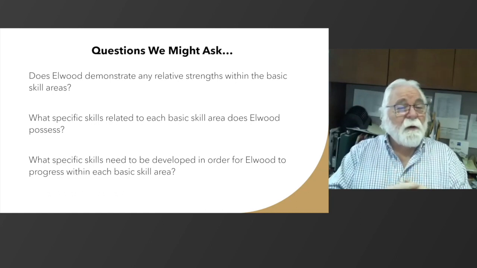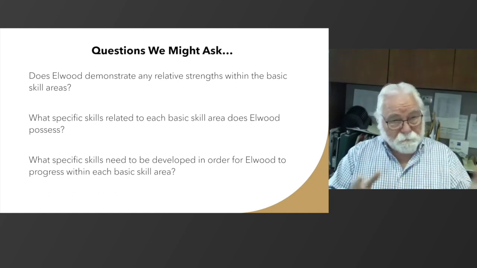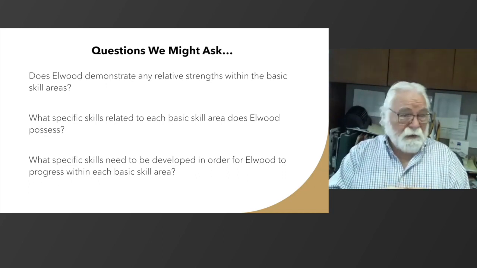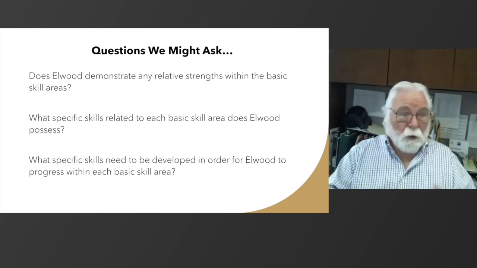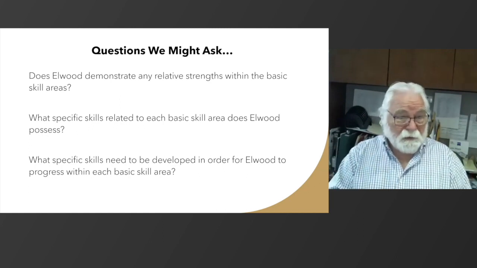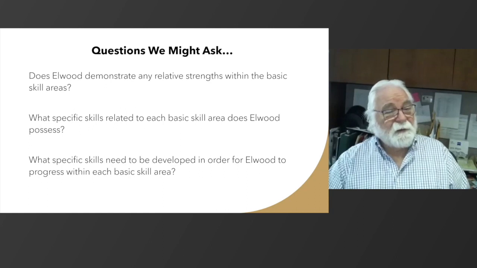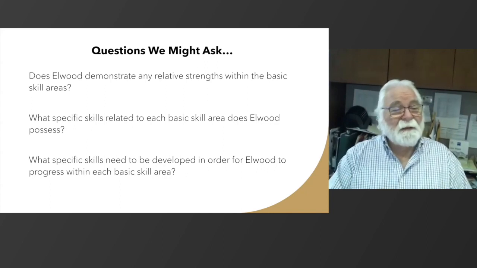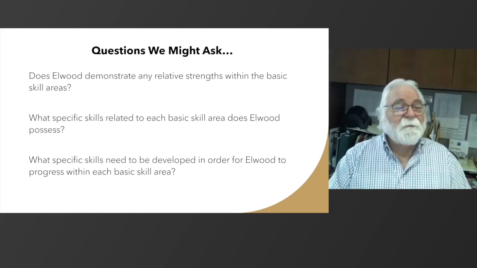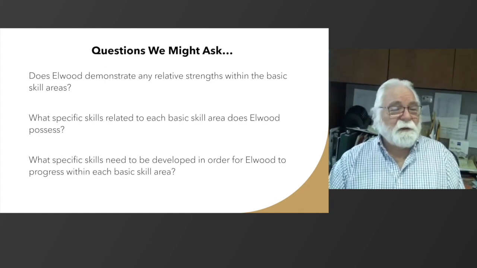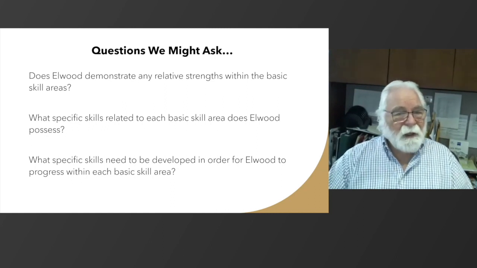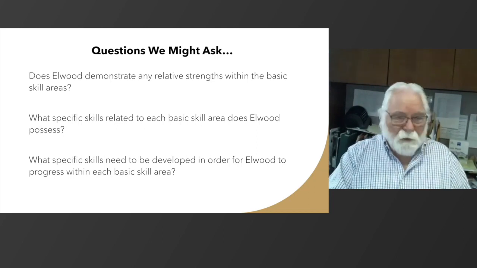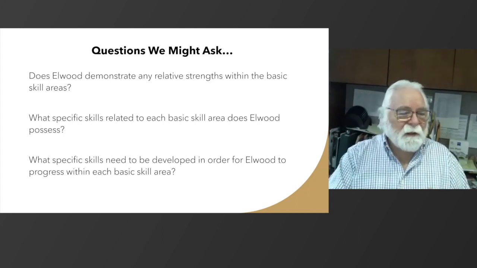Does Elwood demonstrate any relative strengths within the basic skill areas? You may even want to go as far as listing them out. Or in this case, you're just asking to look at all the basic skills. What specific skills related to each basic skill area does Elwood possess? In order to be a good reader, there are certain underlying skills that you need. What does Elwood have? And then what specific skills need to be developed in order for Elwood to progress within each basic skill area?